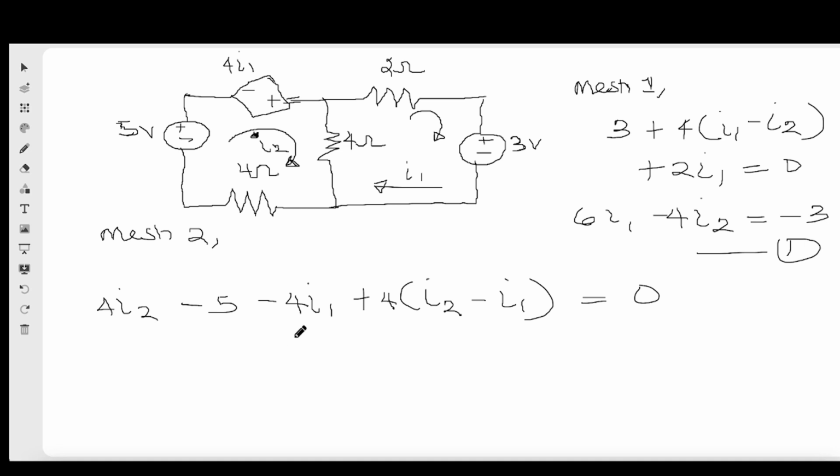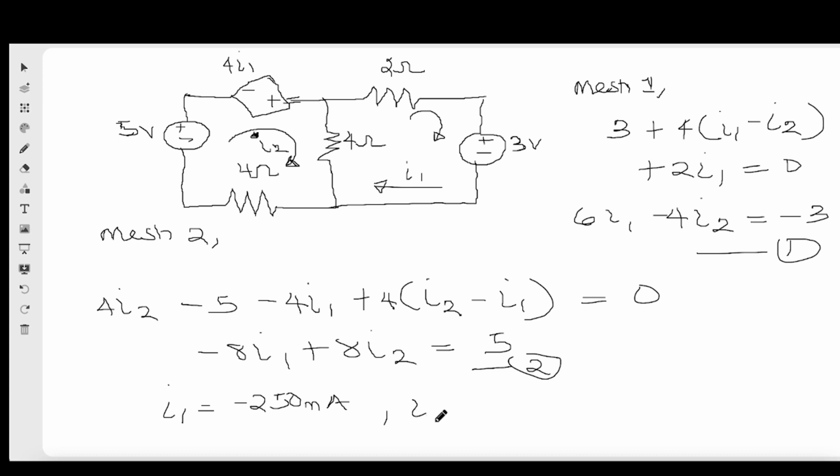So if I write this, I should have minus 8I1 plus 8I2 equals 5. That's equation 2. So I want to believe that you understand how I got these two mesh equations. Solving these two simultaneous equations, we get I1 equals minus 250 milliamperes, right? And I2 equals 375 milliamperes. So that is I1 and I2.